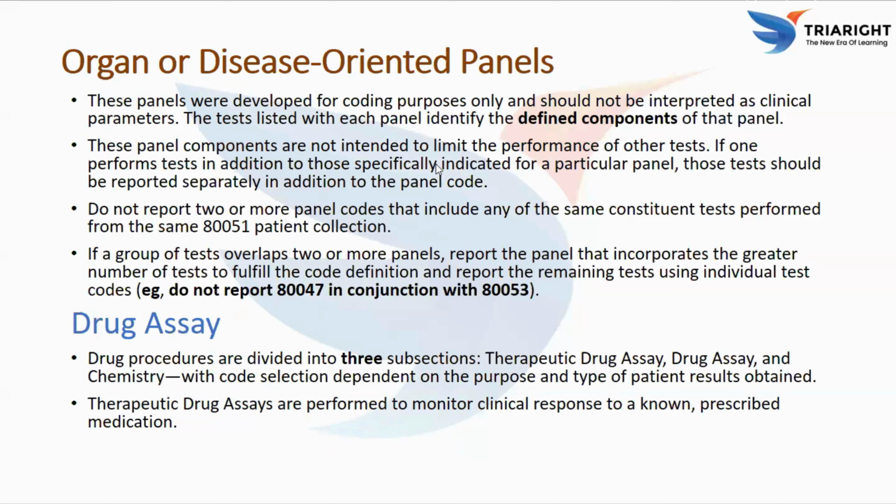So panel codes, they are fixed. So you cannot substitute the test. So you cannot partially bill a panel. For example, if a panel requires 8 tests and only 7 are performed in a patient record, so do not bill the panel. So you have to bill individual CPT codes instead. So this is how you have to assign the codes for panel components.